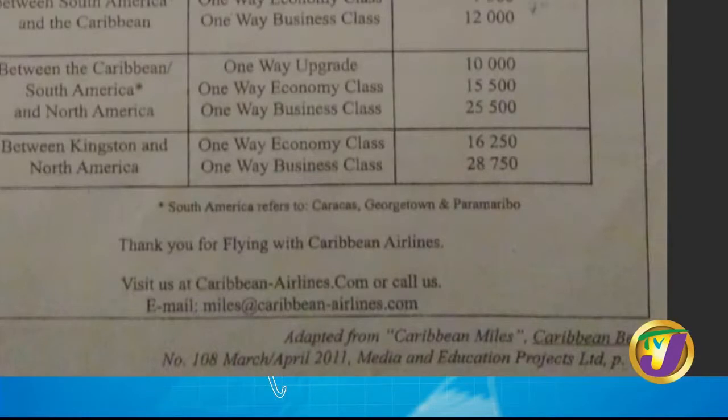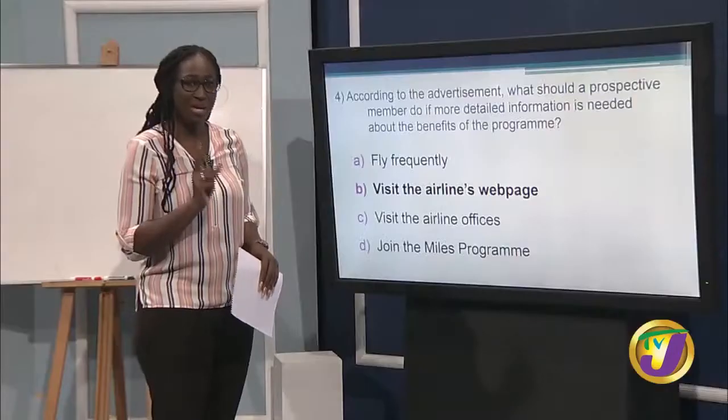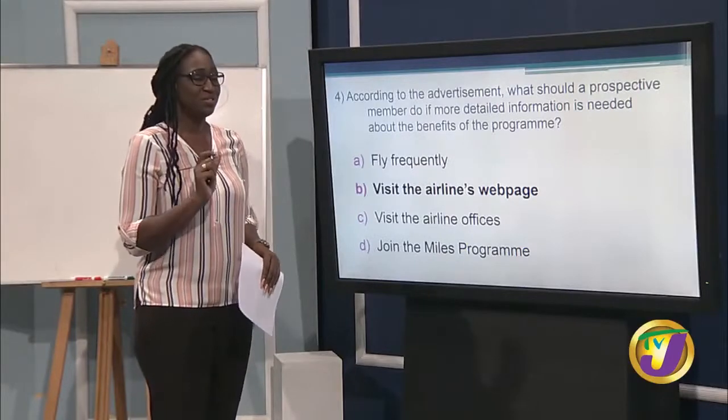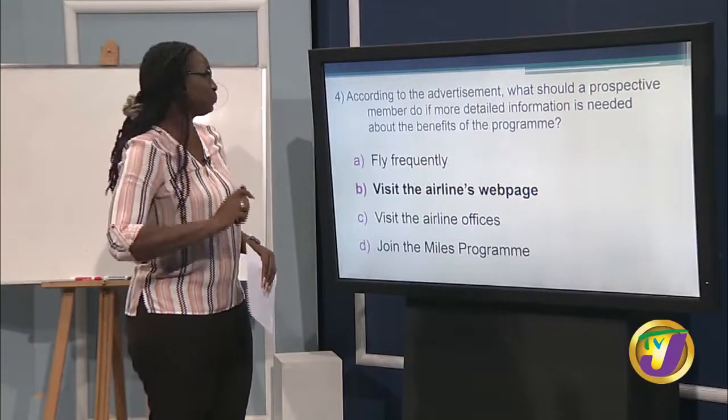However, you are given specific instructions on the paper. And those instructions said what? Can you see them? Yes, you can. So tell me what they are. Yes, you're supposed to visit the airline's web page, not the offices. So you're directed to the web page.